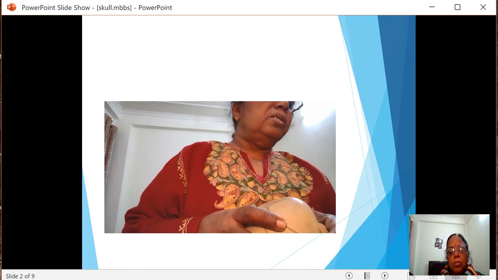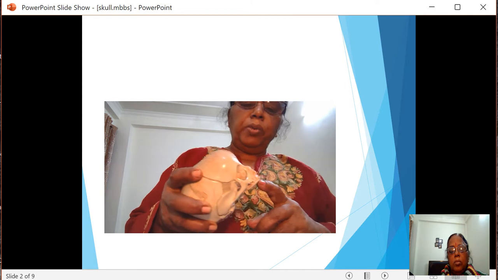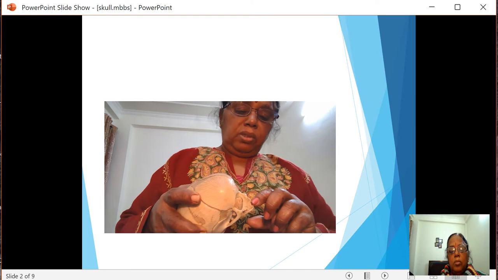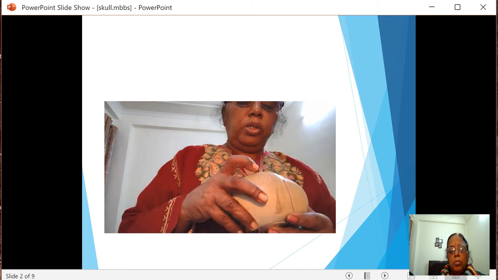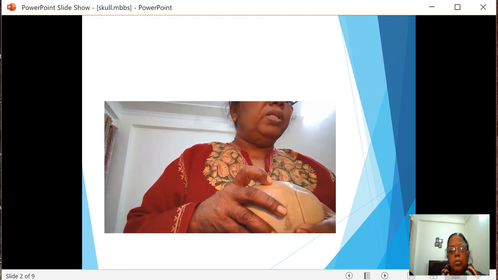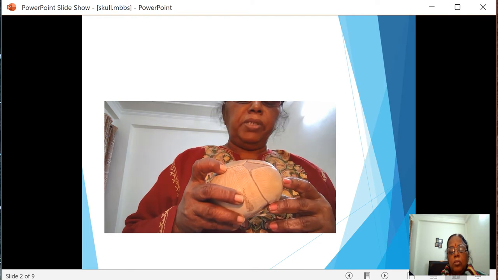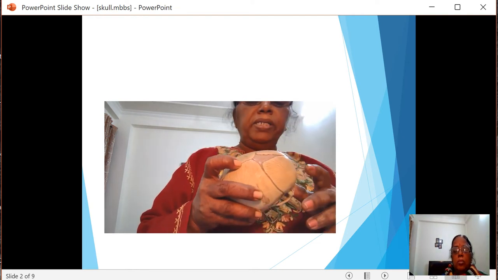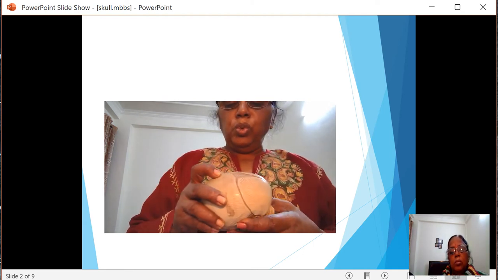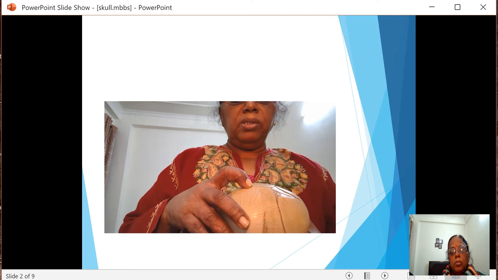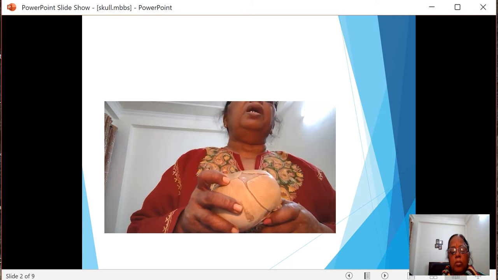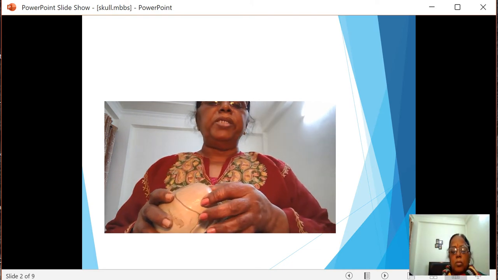Then comes the submentovertical. Submentovertical is below the same point, below the mentum, to the center of the sagittal suture. This comes to 11.5 centimeters, and this is like incomplete extension of the head. Then from the mentum to the highest point on the vertex, that comes to 14 centimeters, and the presentation is then called a brow presentation.